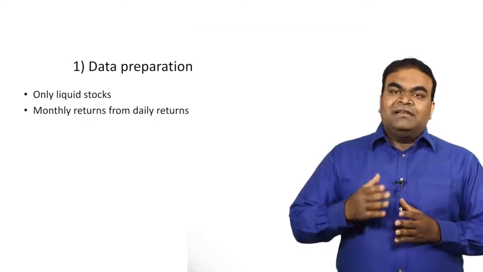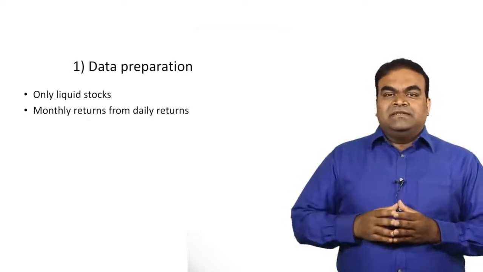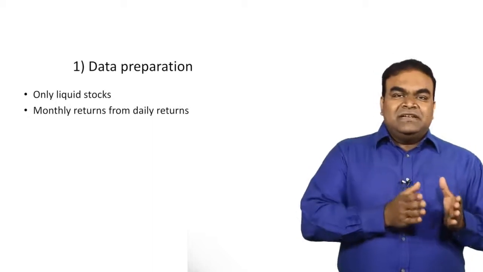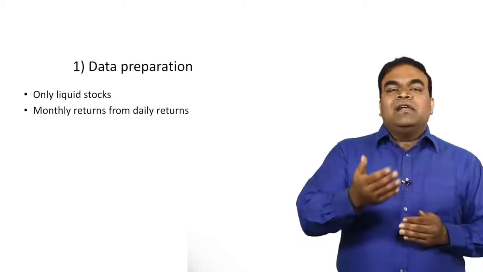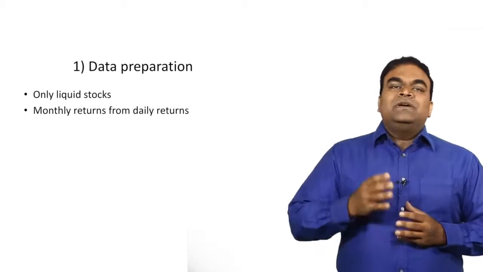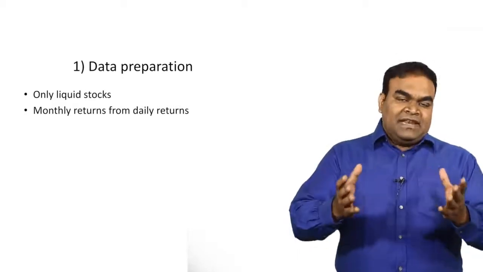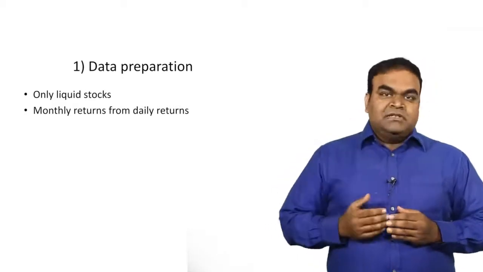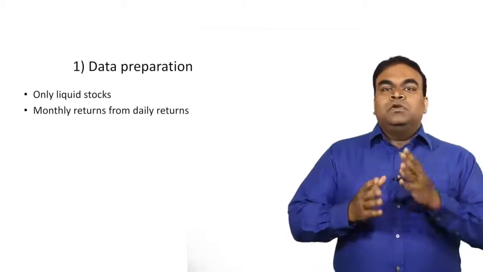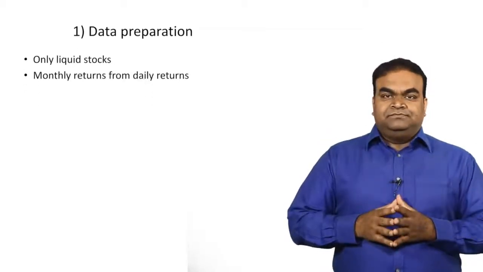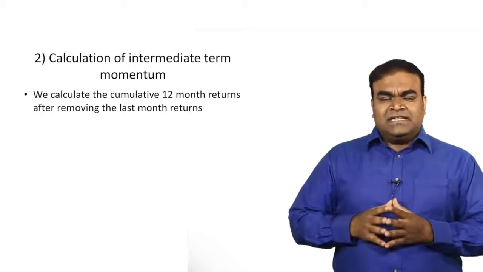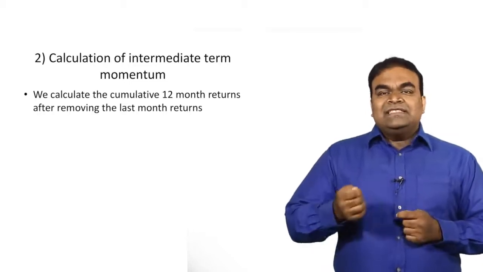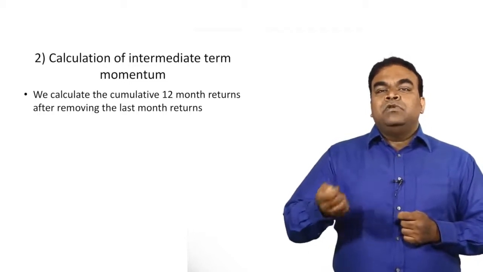You will now calculate the daily returns from these stock prices. You will take these daily returns, compound them to calculate the monthly returns. Your data is now ready for further analysis. You have the stocks, you have their monthly returns for the look back period of 12 months. Now we go on to the second step. The second step is calculation of intermediate term momentum.